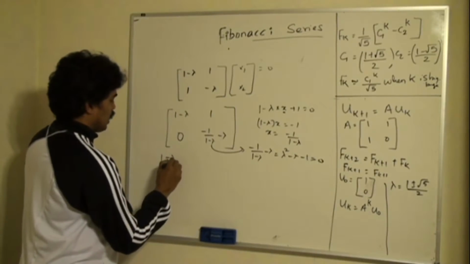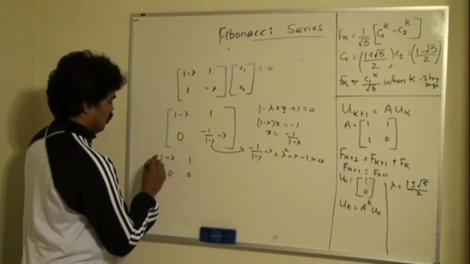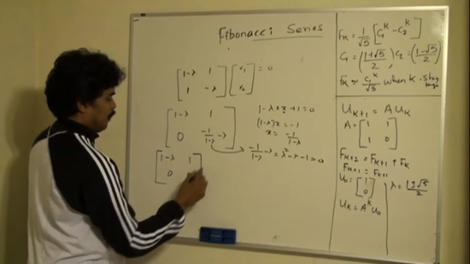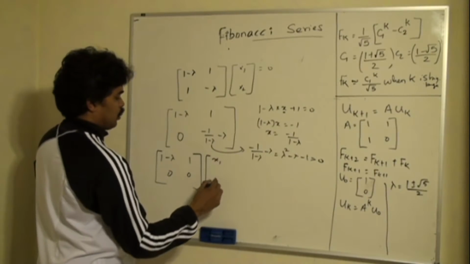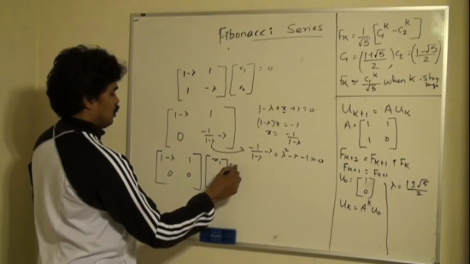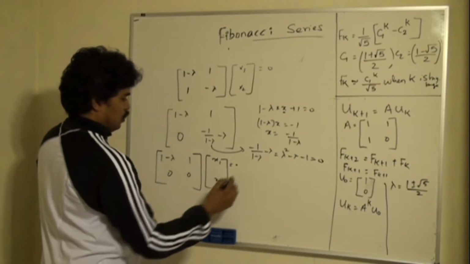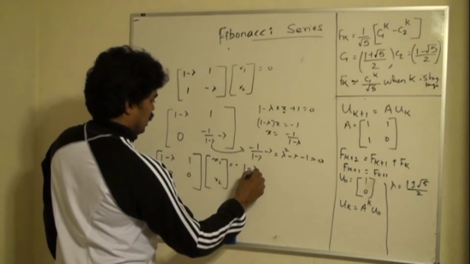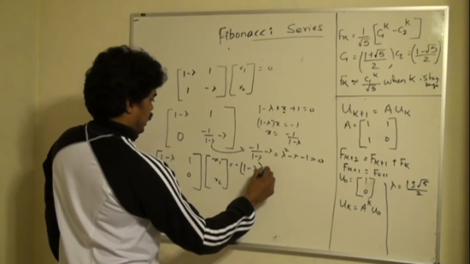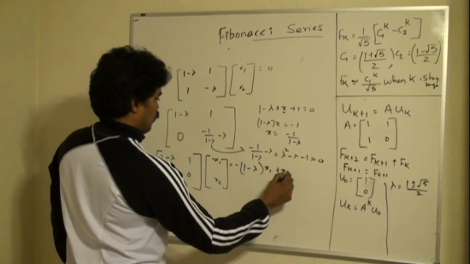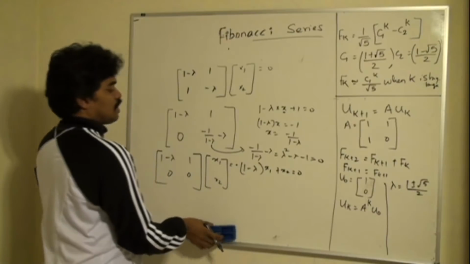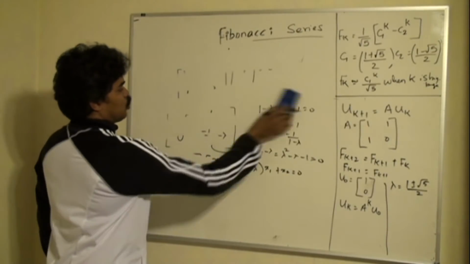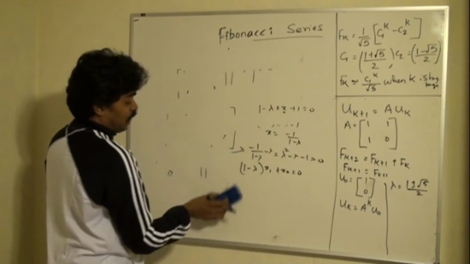So this is the matrix 1 minus lambda, 1, 1, 0, multiplied by x1, x2, equal to 0, right? You do the multiplication here: 1 minus lambda times x1 plus x2 equal to 0. If we solve this equation for x1 and x2, then x1 and x2 is the eigenvector.